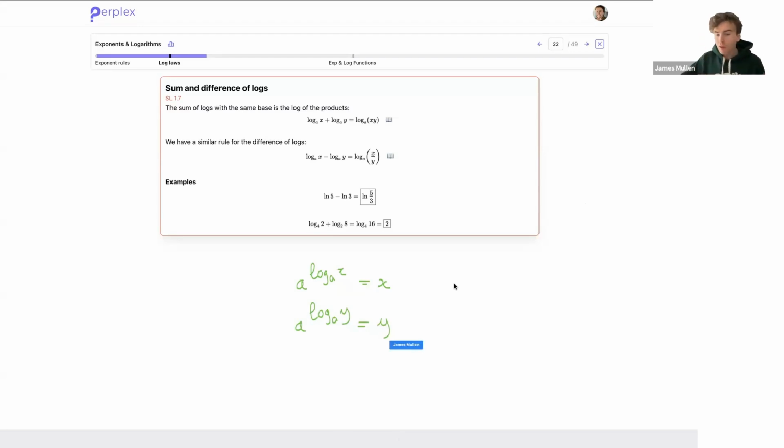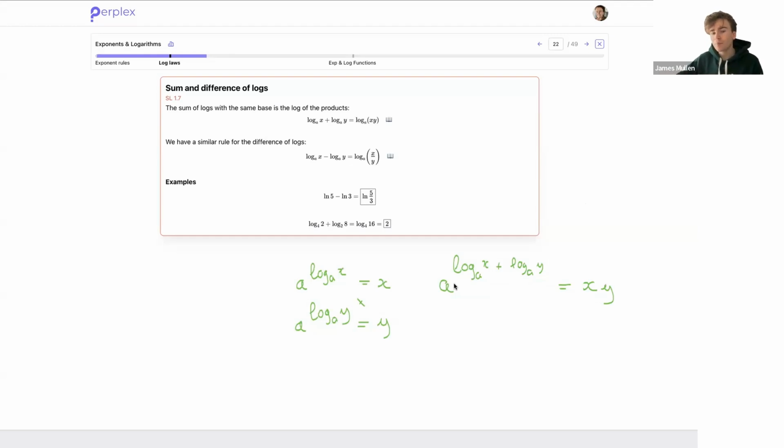All right, so I'm going to multiply these two things together and see what happens. I get a to the power, and remember, if I have a product of exponents in the same base, I can add up the exponents. So I get log base a of x plus log base a of y, and that's going to be equal to xy, which means that a to the power of log a x plus log a y is equal to xy.